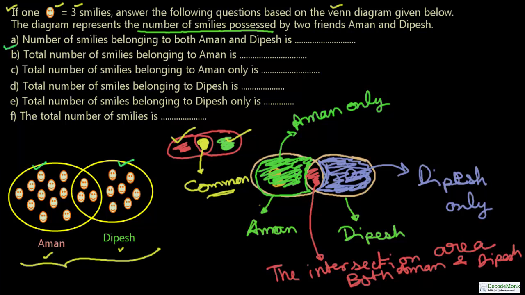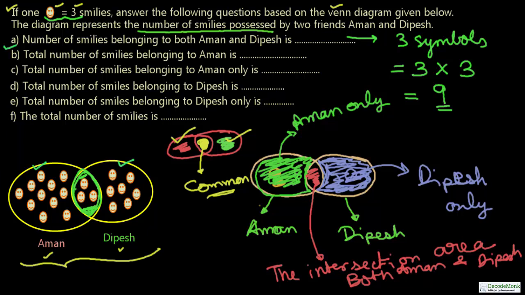The number of smileys belonging to both Aman and Dipesh. So you can see that this portion is the portion which belongs to both Aman and Dipesh, this particular area, the intersection area. So this area has got three symbols of smileys, but the question says one symbol is equal to three smileys. So there are three symbols, which is equal to 3 multiplied by 3 smileys per symbol, totaling 9. So the number of smileys belonging to both Aman and Dipesh is 9.